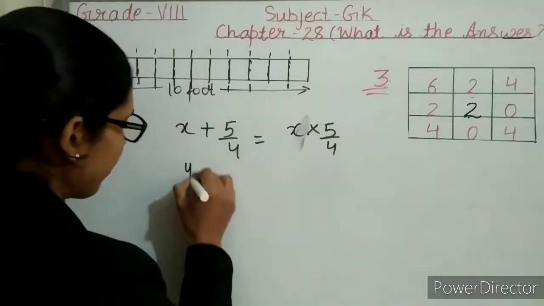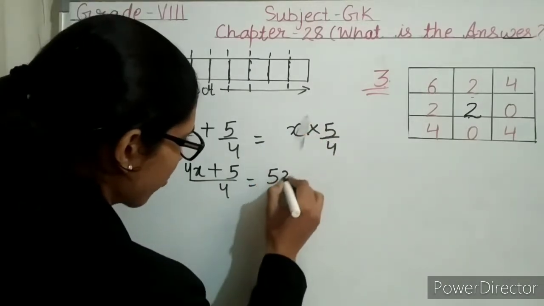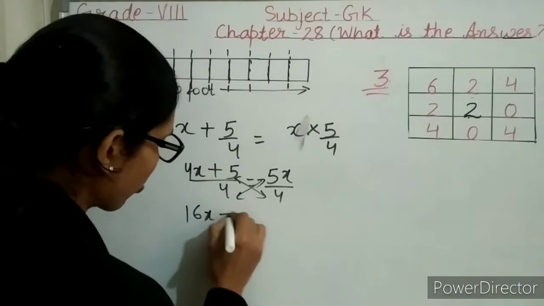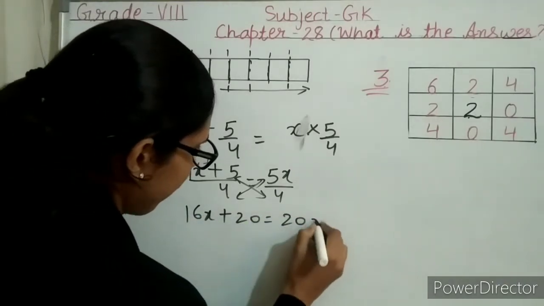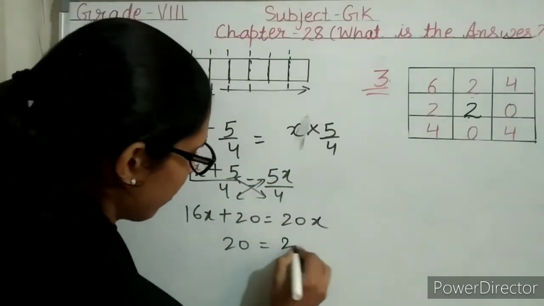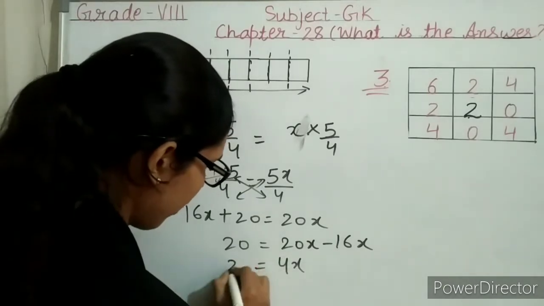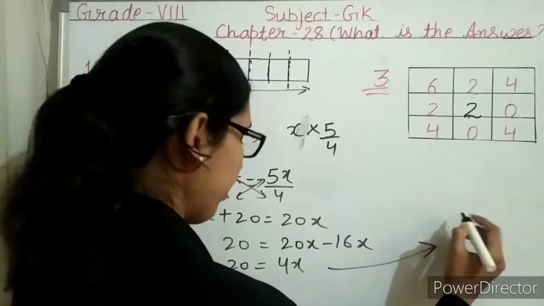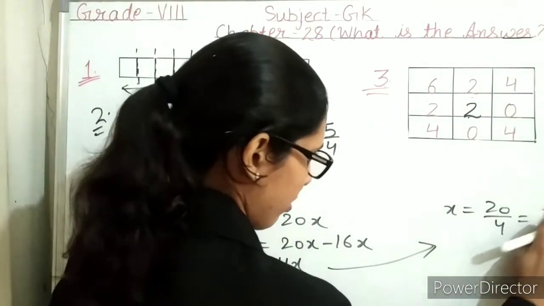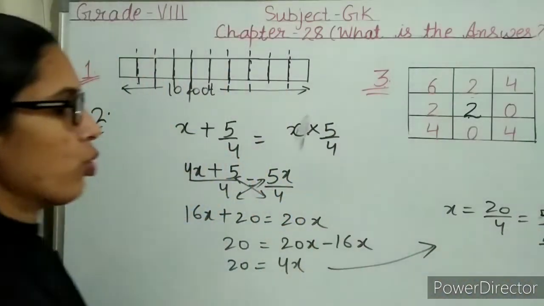If you take the LCM, it will be (4x plus 5) divided by 4, equal to 5x by 4. Now do the cross multiply. So it will be 16x plus 20 equals 20x. Now I will bring the 16x to the other side. So 20x minus 16x, here it will be 4x. This is 20. So x is equal to 20 by 4, so 5 will be our answer. Very easy calculations. So the answer is 5.